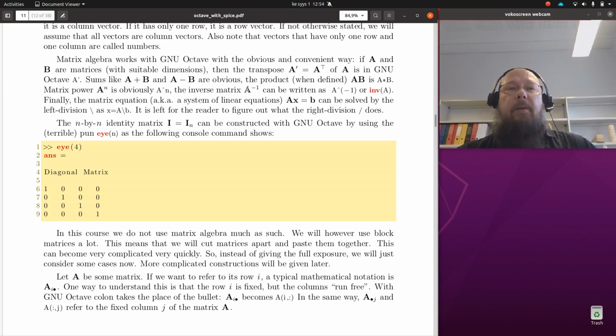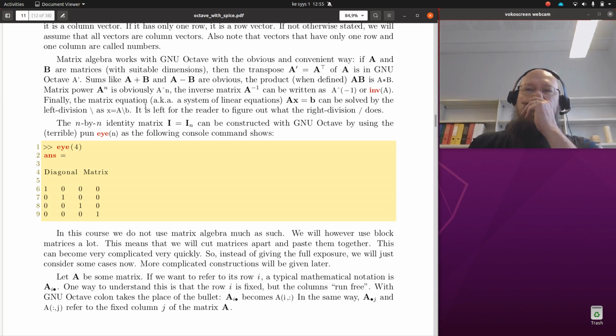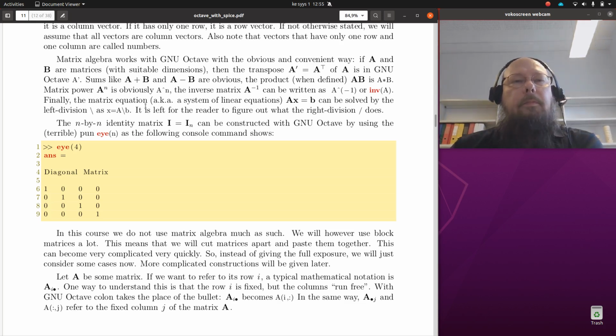Inverse matrices, A to the power minus 1. Well, you can just use A to the power minus 1, or you can use inv(A) as the inverse of A. And then finally there is division. What does it mean to divide a matrix by another matrix, or actually by a vector? Well, if you think of it from an algebra point of view, if you want to solve a system A times x equals b, where A is a matrix, x is a vector, b is a vector, this can be solved by the left division. This is the backslash now. So x is A backslash b.